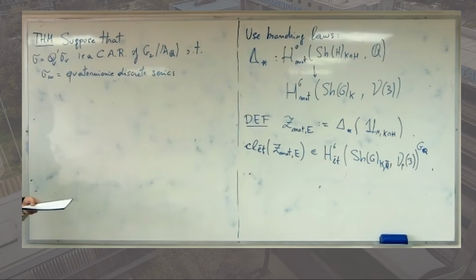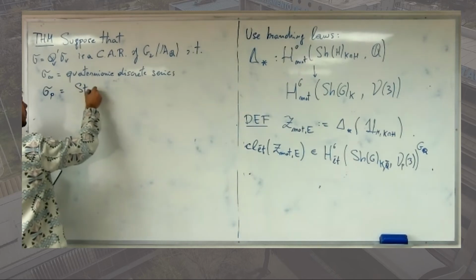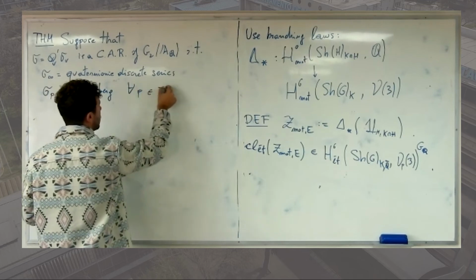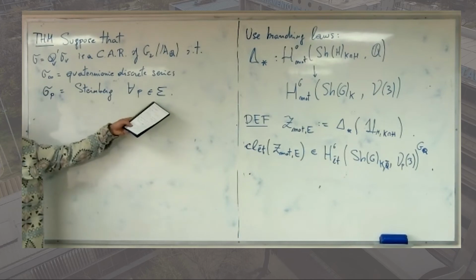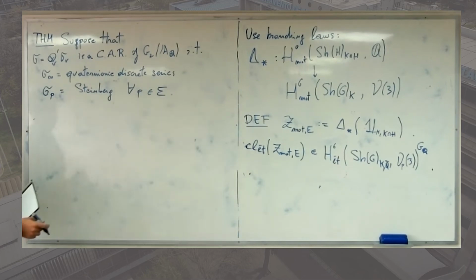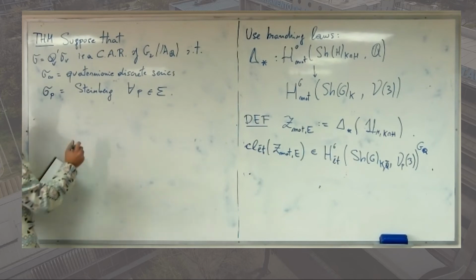For people that do not know what quaternionic discrete series are, remember G2 doesn't have a Shimura variety, so there's no really holomorphic stuff. But quaternionic is as close as you can get to the holomorphic stuff. And sigma p is equal to Steinberg for all bad primes p. This condition is just to make sure that in cohomology we see an 8-dimensional representation and not something bigger than that. So it's just a technicality for now.